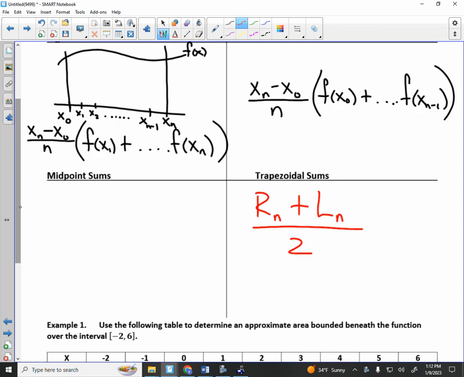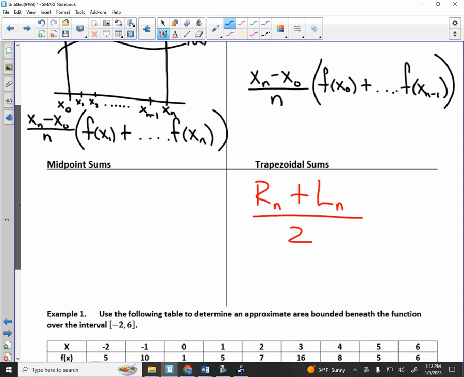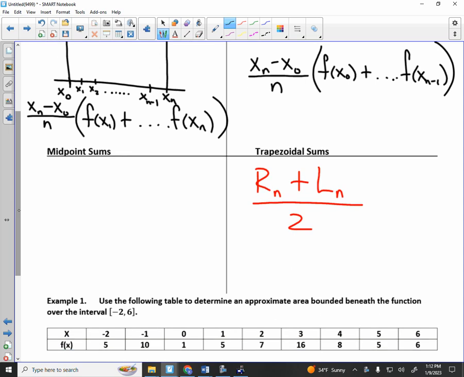Now, the midpoint, slightly more involved, but I think you guys will do just fine with it. Just try to keep up with the literature we have up here. My width stays the same, x sub n minus x sub 0 divided by n. And right after this, we'll practice an example, and it will hopefully become very clear to you. What we want to do is we don't want to evaluate the height right now at x sub 0 or x sub 1. We want to evaluate it right between that.